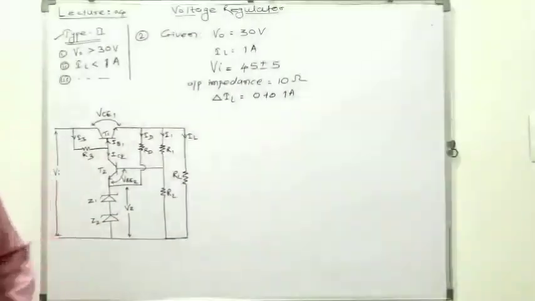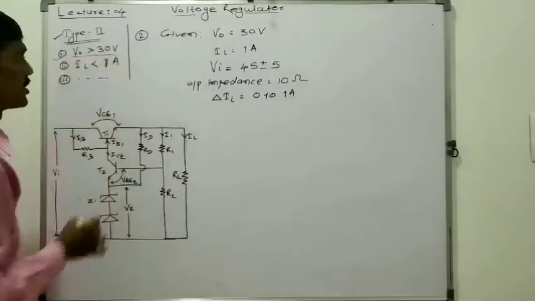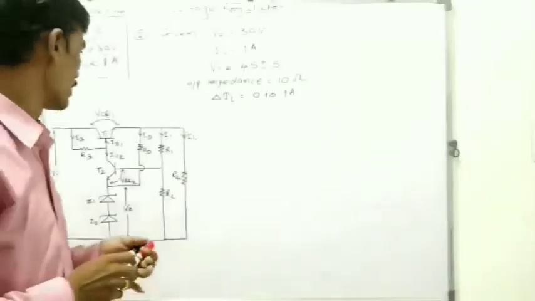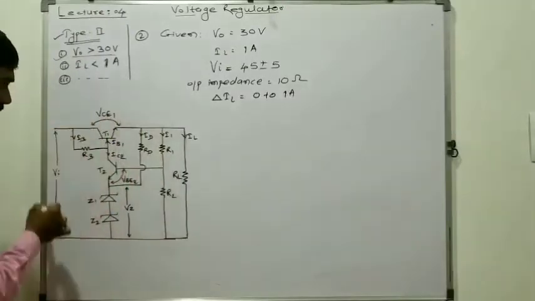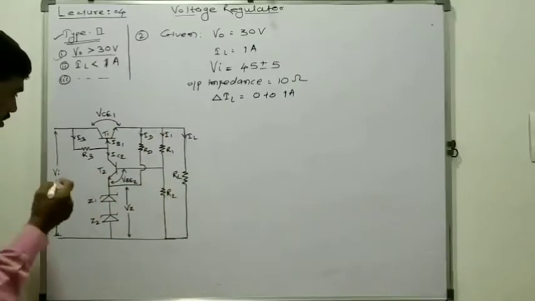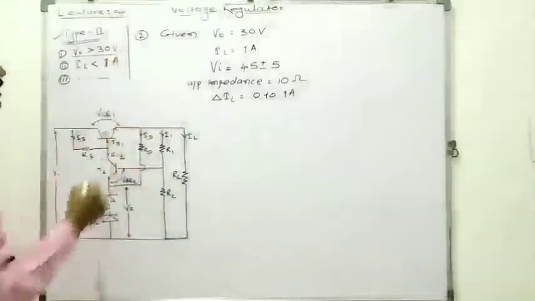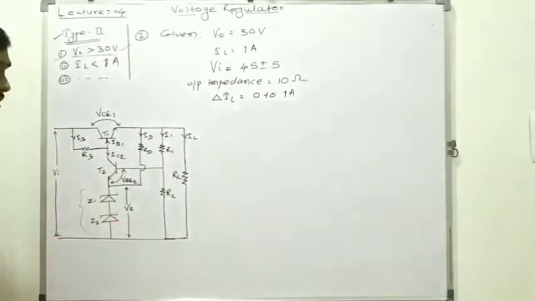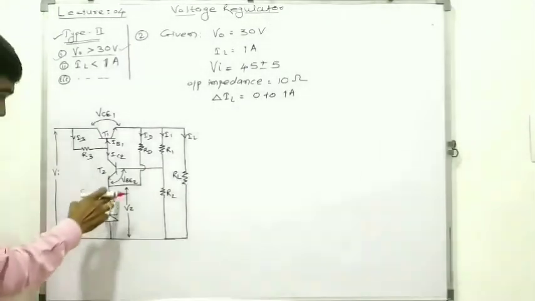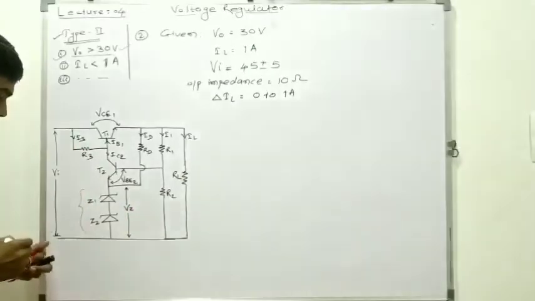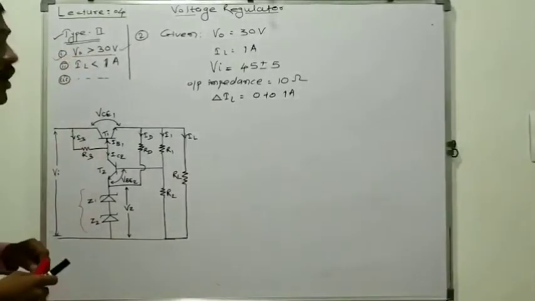Now in type number 2, we are just changing the output voltage. Output voltage VO is greater than 30 volt. As we saw in the circuit diagram of type number 1, the circuit diagram of type number 2 is the same except for the arrangement of the Zener diode. In type number 2, as we take VO greater than 30 volt, instead of a single Zener diode, we are using two Zener diodes in series, because this provides the reference voltage, and this Zener diode voltage is equal to half of the output voltage.